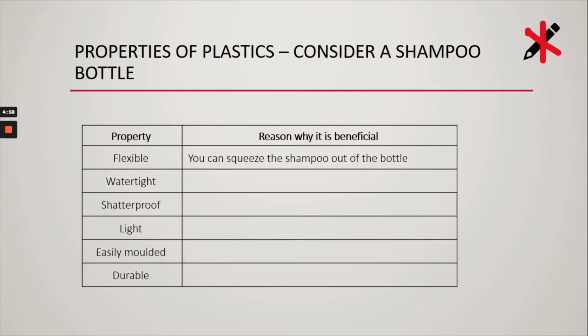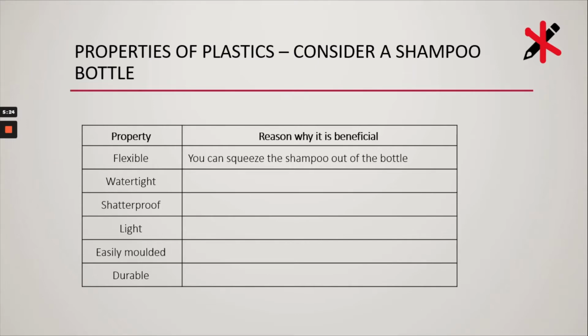So plastics allow us to do all these things because they have some amazing properties which are not necessarily common to a lot of other materials, or certainly not all materials have all of these properties. So you can see some examples. If you think about a shampoo bottle, it's flexible, it's watertight, it's shatterproof, it's light, easily moulded, durable, and there's loads of reasons why that's beneficial, and why that makes plastic an ideal material for this application.